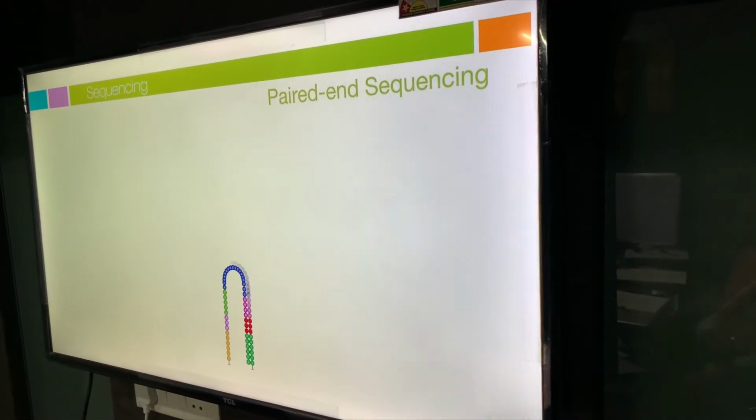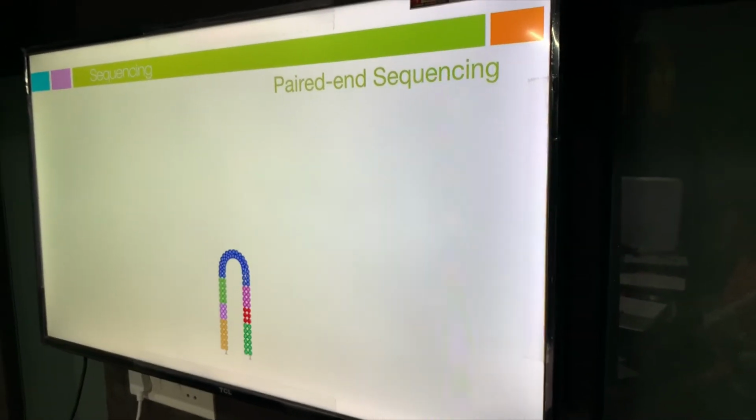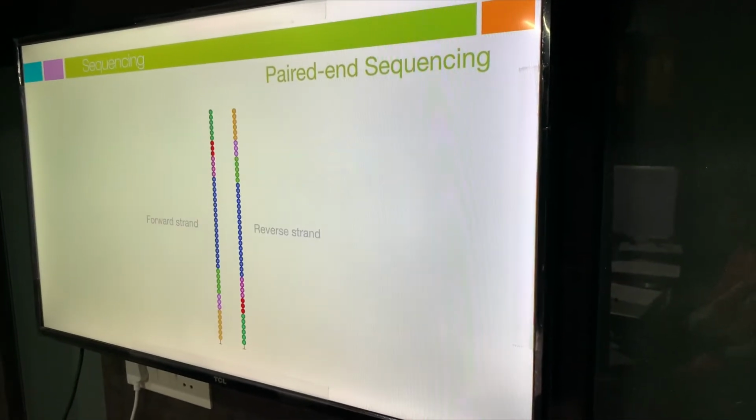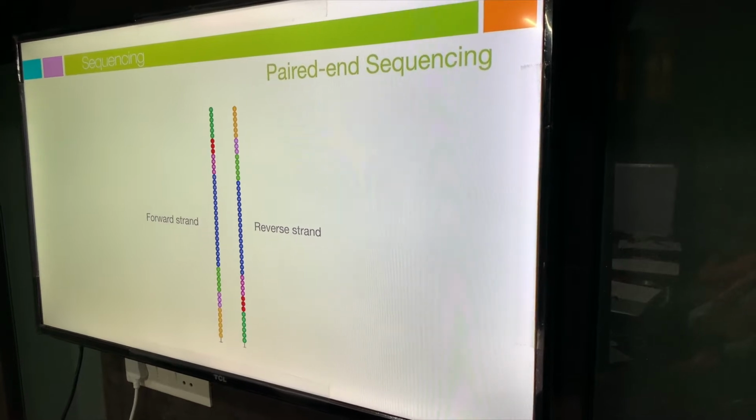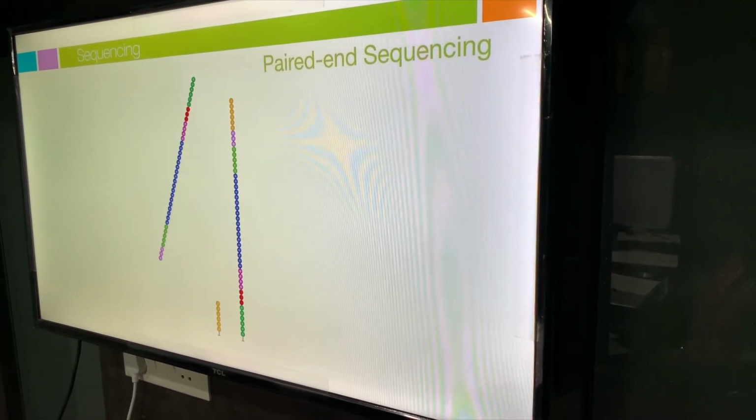Polymerases extend the second flow cell oligo, forming a double-stranded bridge. This double-stranded DNA is then linearized and the 3' ends blocked. The original forward strand is cleaved off and washed away.